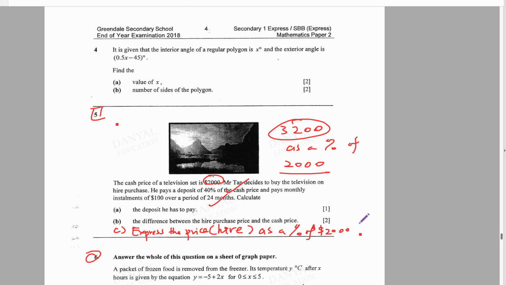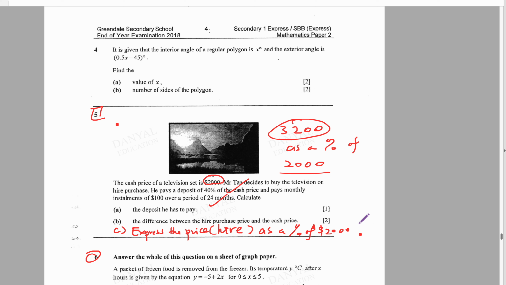2000 is 100%. 3200 is how many percent? Okay. It's 160%. Okay? Yes, correct.